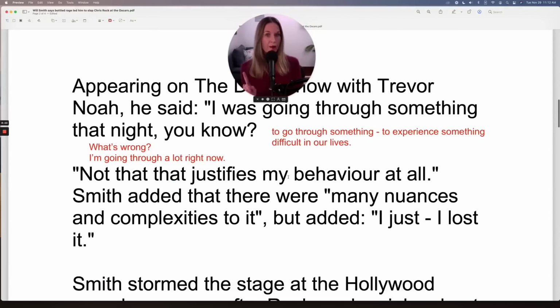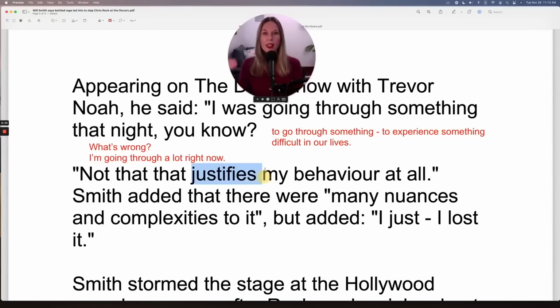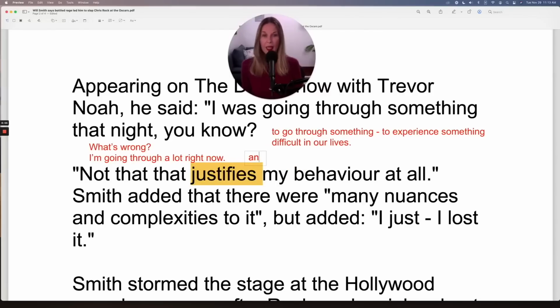Not that justifies my behavior at all. So Will Smith is saying the fact he was experiencing something difficult, that's not an excuse. If something justifies something, it's an excuse. It says it's okay that I slapped him because I was going through something. But he's saying that doesn't justify it. That's not an excuse. So you can think of this as an excuse, but remember, they're using it in the negative. Not that justifies my behavior.